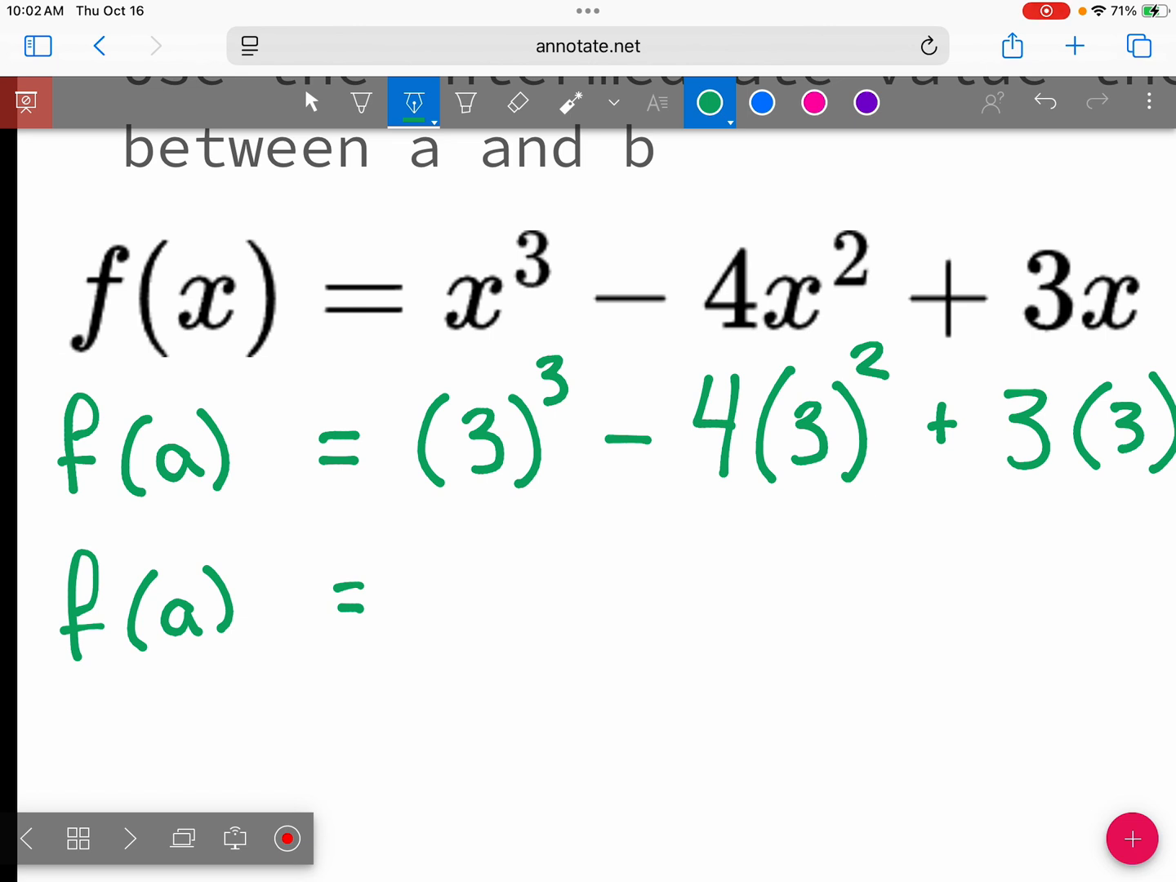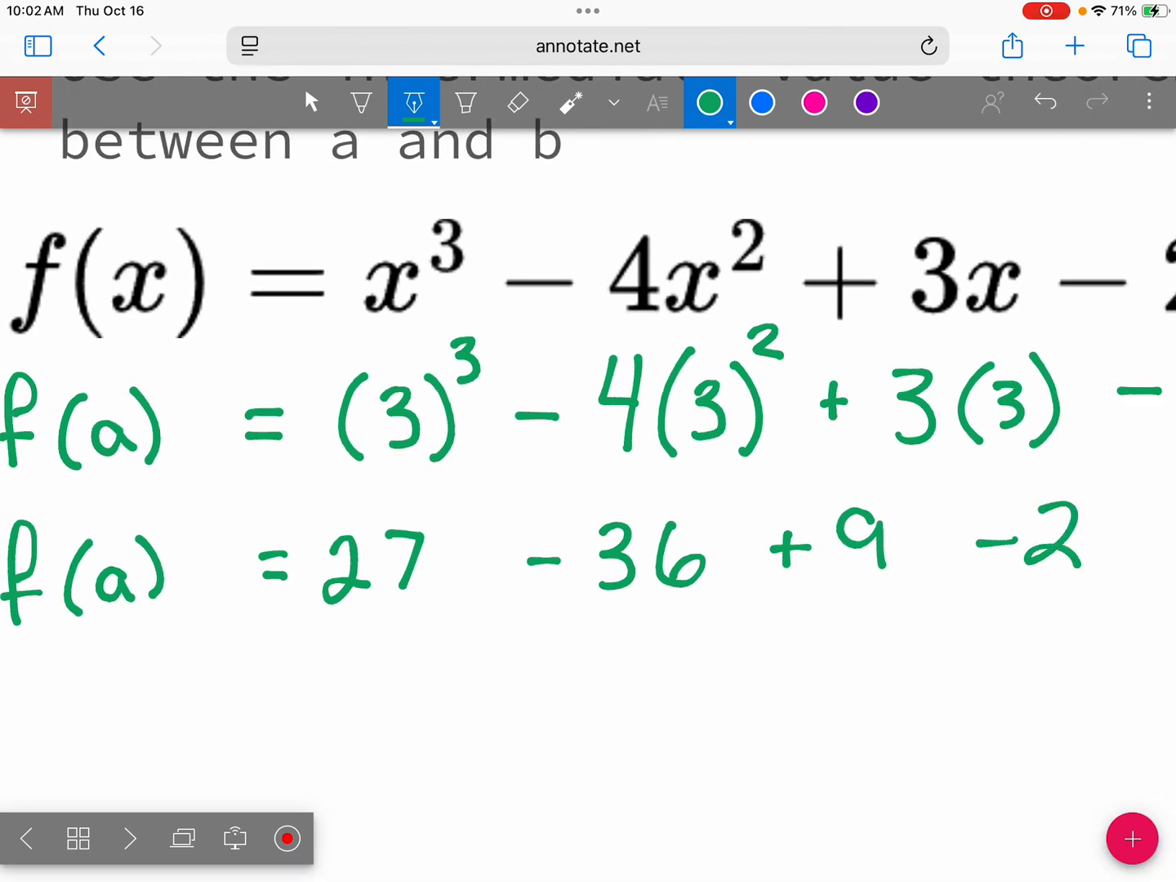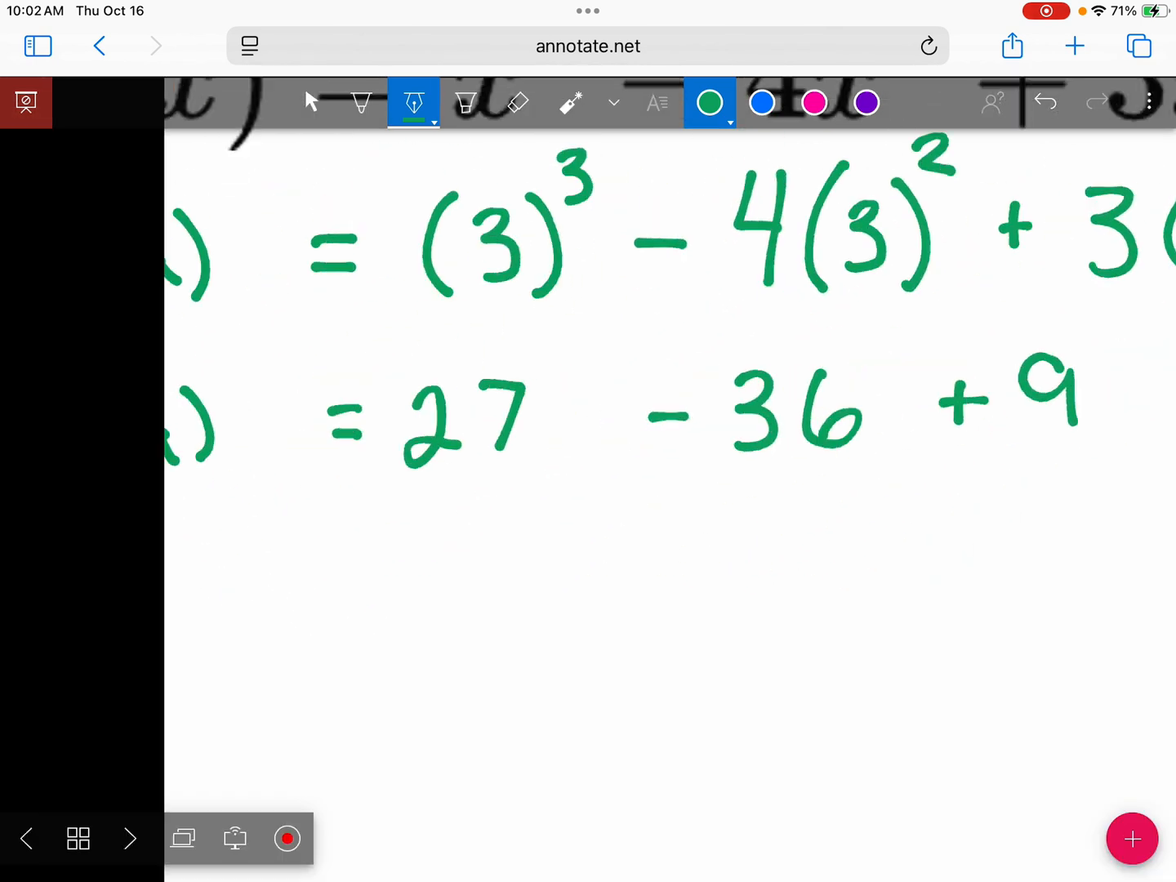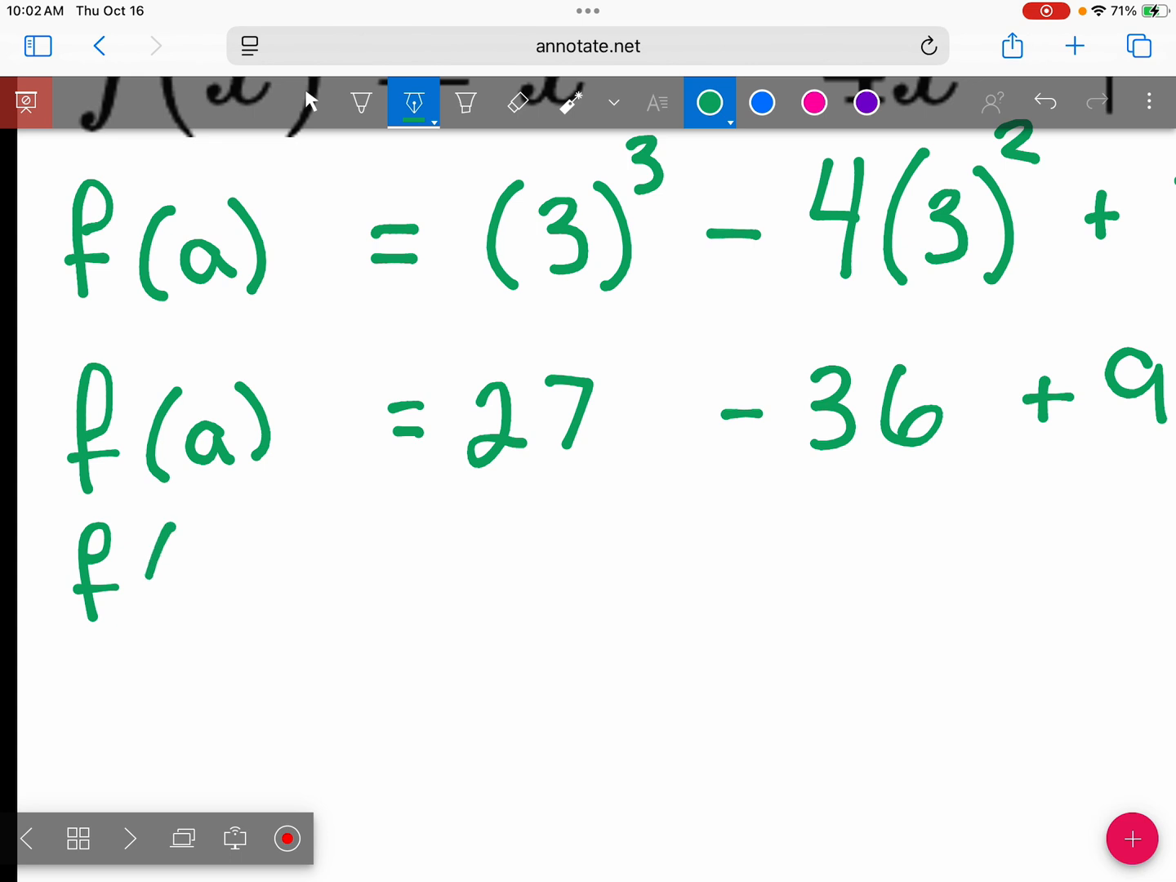Yeah, it is going to wind up being a negative 2. If you're going to do it by hand, we wind up with 27 minus 4 times 9, which gives us 36, plus 9 minus 2. So f of a equals negative 2. So I know that my f of a value is less than 0. It is a negative number. This is our first piece that we need.